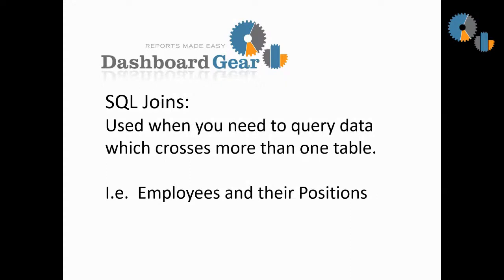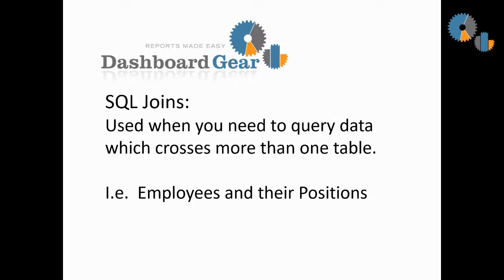Now, a SQL join is used whenever you need to query data across more than one table. For example, I want to see the employees and their positions. The most common scenario is when you want to get a description from a table. For instance, I have an account number and I want to get the account description from the accounts table, or the company. In this case, I have the employee in a position and I want to get the position description from that table. So that's the most common use of a join.